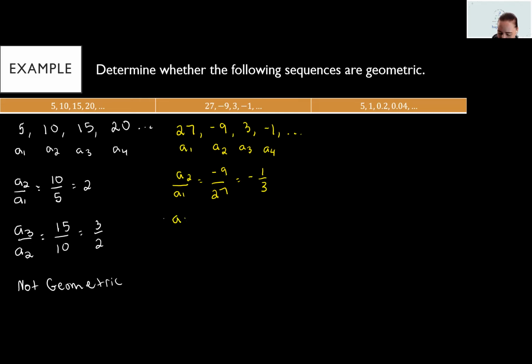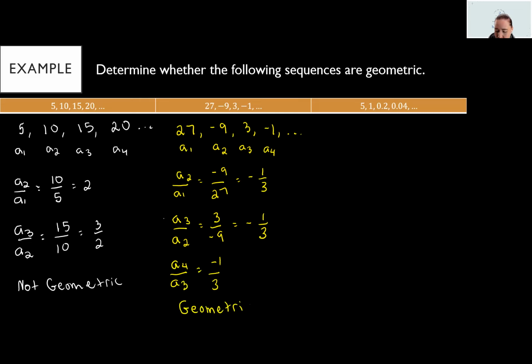Then we want to check A3 over A2. So that's going to be 3 over -9. We reduce that, and that is also -1/3. And then those two match, and we should check the next pair as well, just to be safe that it doesn't go off the rails with the next one. So we want to check A4 divided by A3, and that would be -1 divided by 3. Obviously, that's going to be the same thing. We got -1/3. So this sequence is geometric.